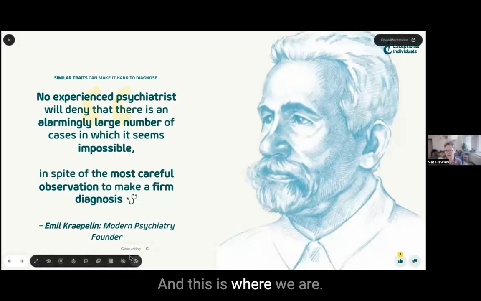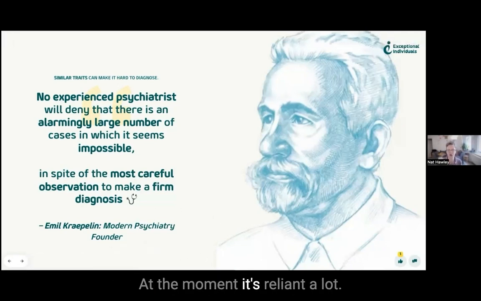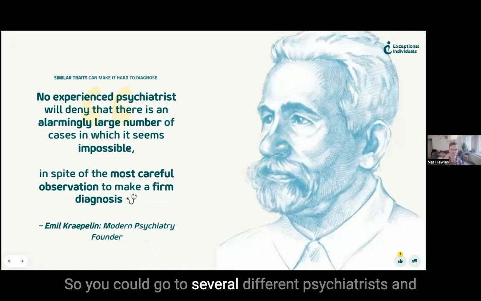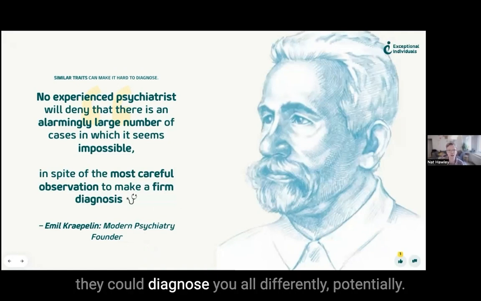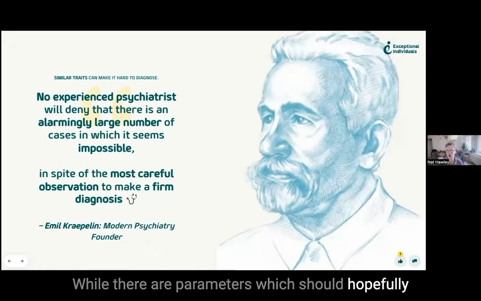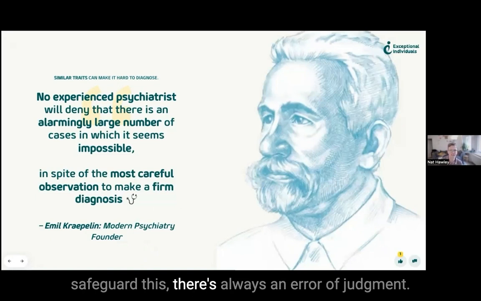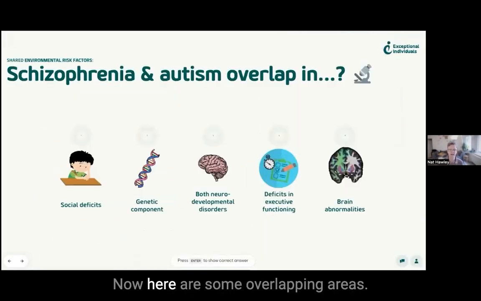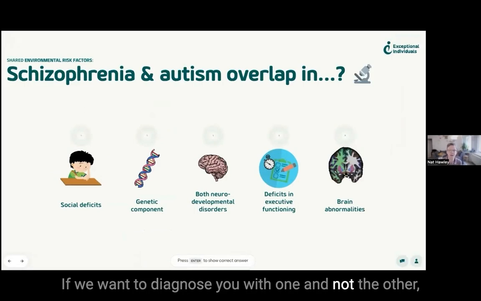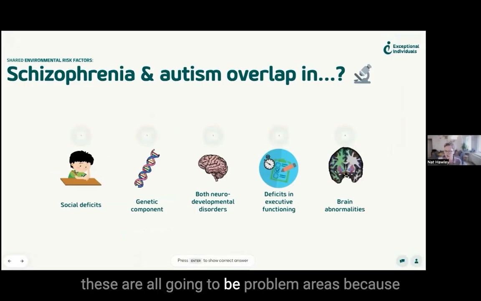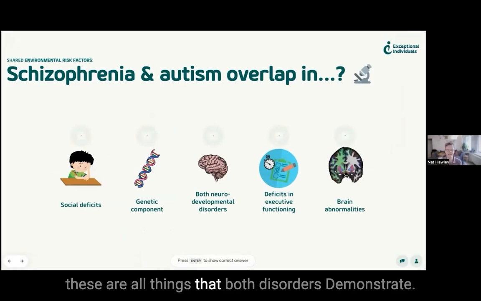And this is where we are. At the moment, it's reliant a lot. So you could go to several different psychiatrists and they could diagnose you all differently, potentially. While there are parameters which should hopefully safeguard this, there's always an error of judgment. Now here are some overlapping areas: schizophrenia and autism. If we want to diagnose you with one and not the other, these are all going to be problem areas because these are all things that both disorders demonstrate.